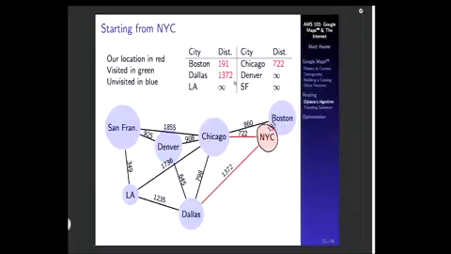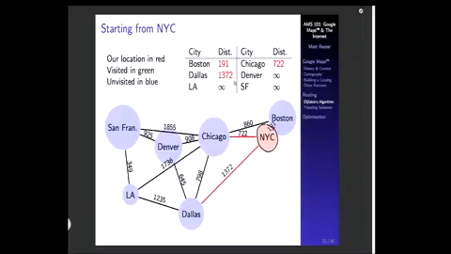Okay, so first thing we're going to do, knowing that we're in New York City, is we're going to want to look at all of those outgoing edges, because these are now hypothetical paths. We could move from New York City to Boston, we could move from New York City to Chicago, and we could move from New York City to Dallas. Okay, so we can go through each of those paths.